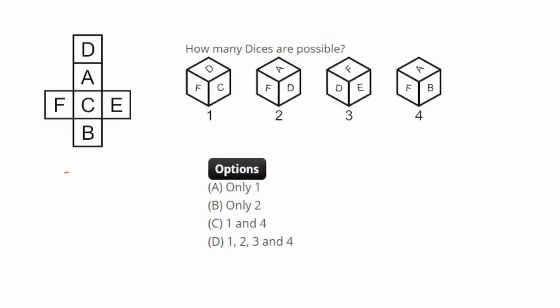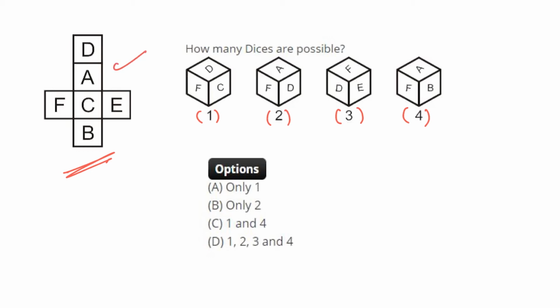Next question. This is the given dice. Now we have to find how many dices are possible. What are they asking you to find exactly? They have given options as 4 figures. Which of these dice is possible when the given dice is folded?